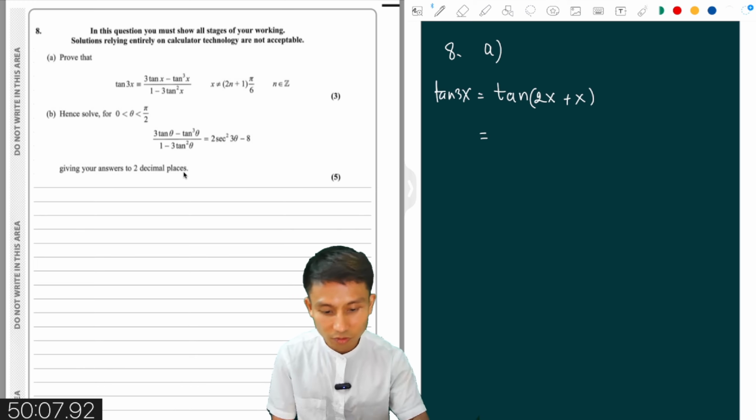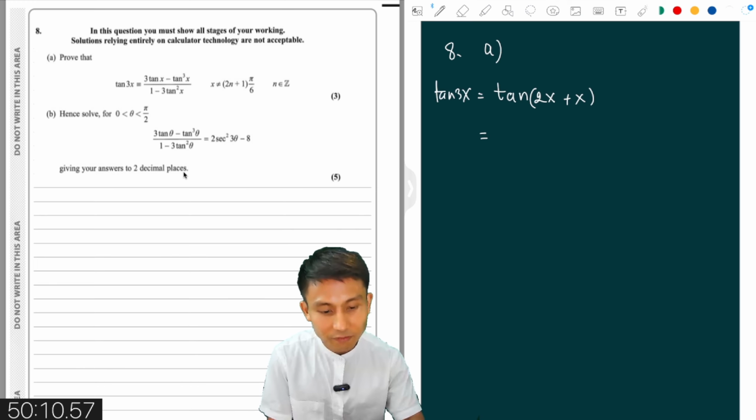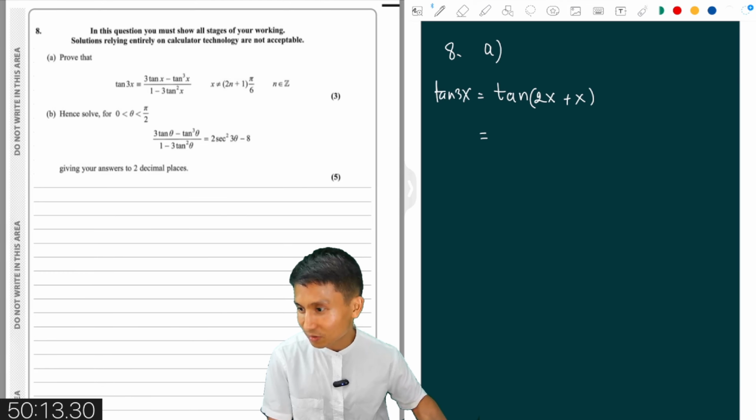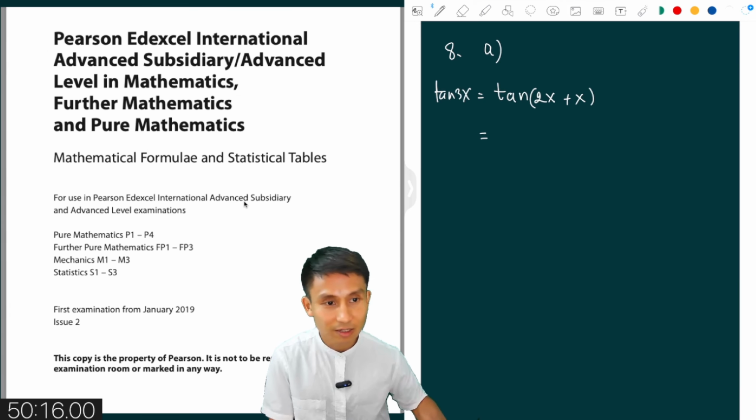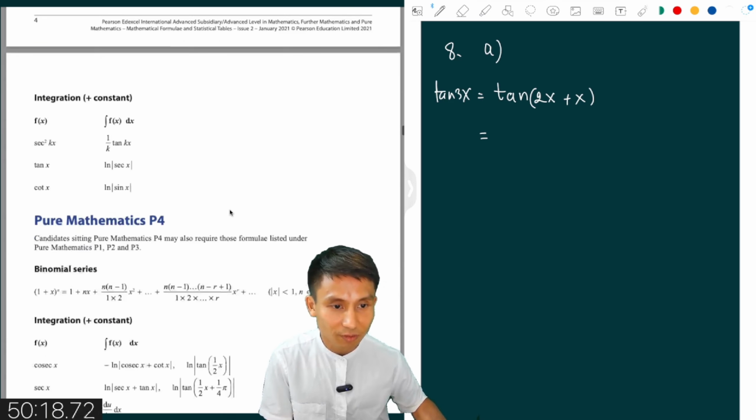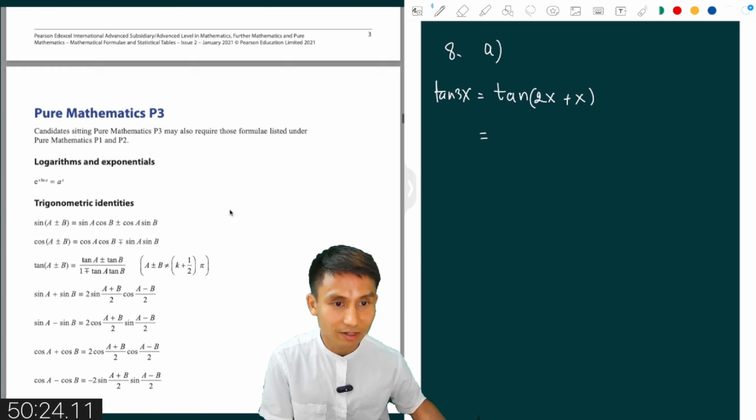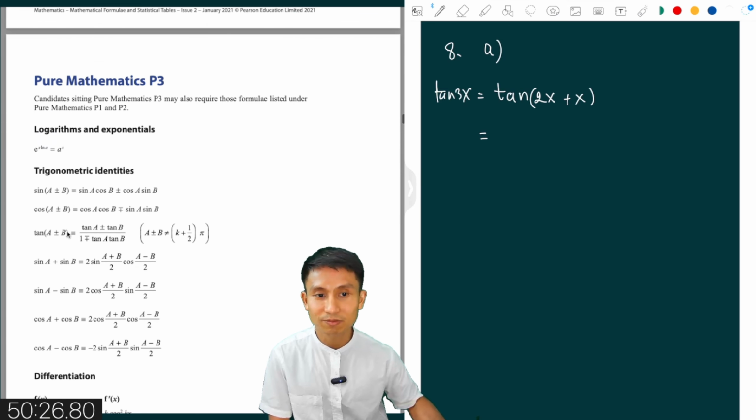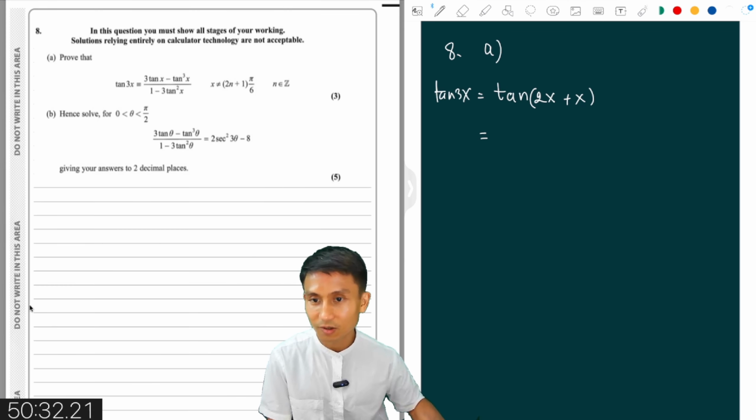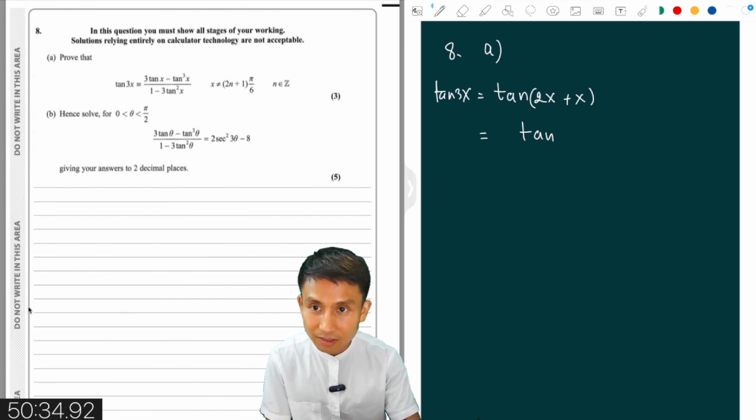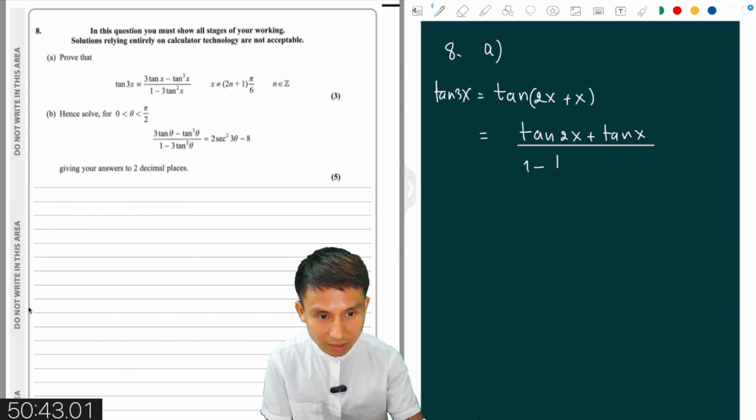And then we're going to do, so if you look at the formula, let me show you the formula. Yeah, you can look at the formula there. Okay, so let's look at the addition formula of tan. We're just going to use this one. So if this is a plus, the top will be a plus, the bottom will be a minus, right? Just understand that notation there. Okay, so this is tan 2x plus tan x divided by 1 minus tan 2x tan x.